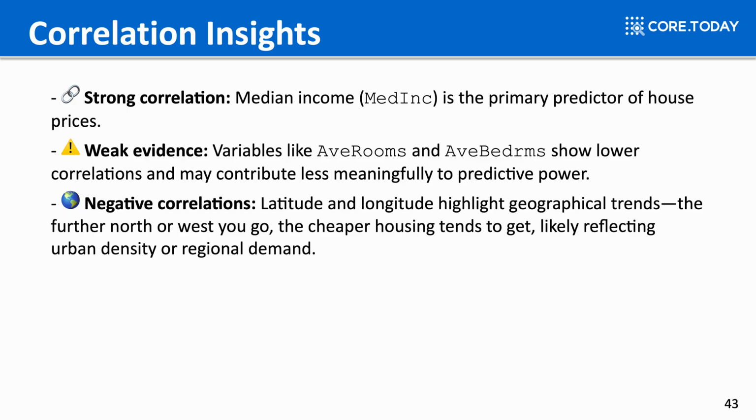Income drives housing prices most effectively, while room counts add little explanatory power. Geographical features showing negative correlations make sense when you consider real-world geography. Prime locations along the coast are pricier, but as you move inland, costs fall. Be cautious about interpreting weakly correlated features. They may not add much to our final model.